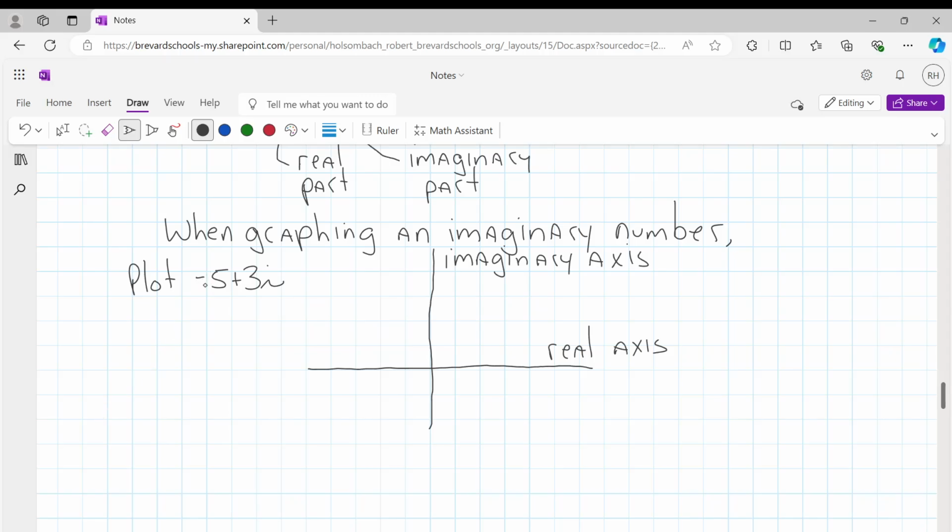the -5 is the real part. So look, on this real axis, we go to -5. 1, 2, 3, 4. Here's -5. On this imaginary axis, we're going to go to +3i. So 1, 2. This is your +3i. So when we plot -5 plus 3i, it's right here. That's the graph of -5 plus 3i.